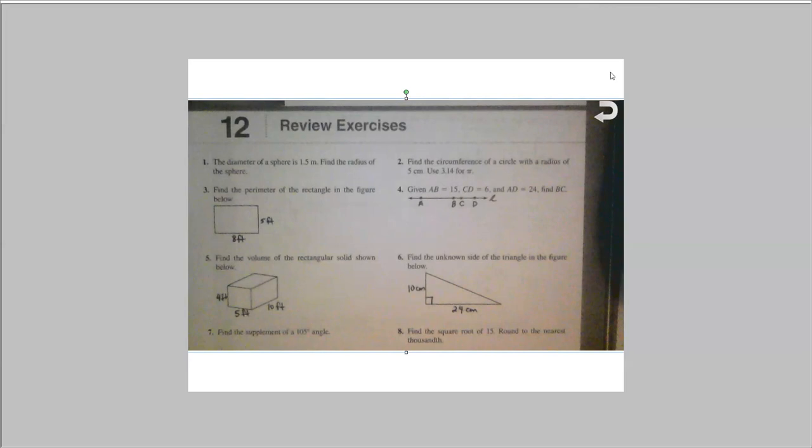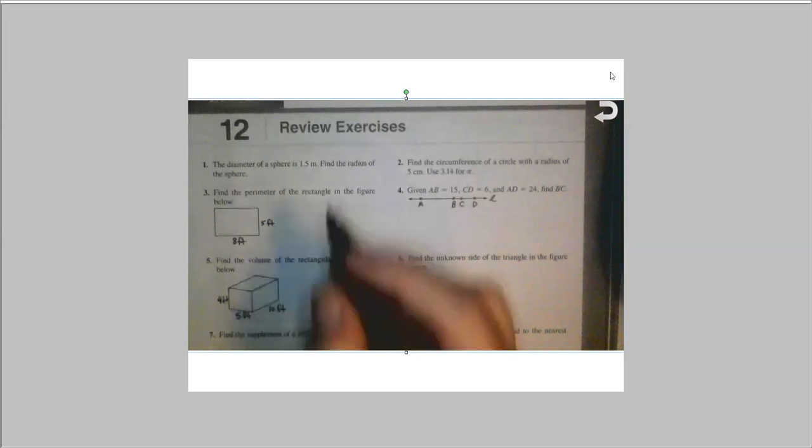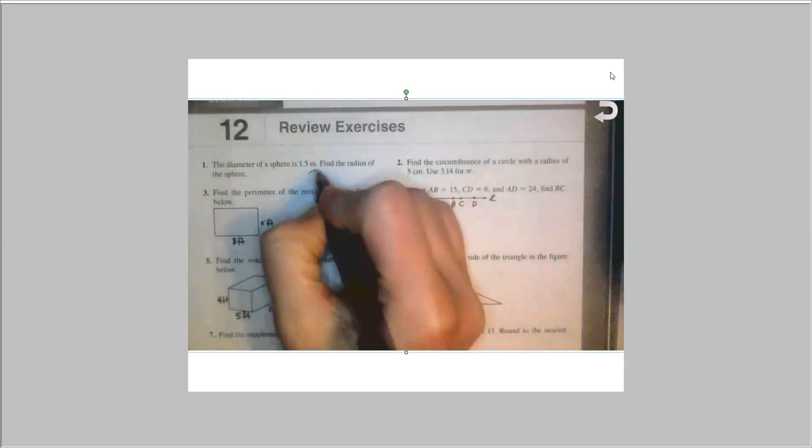So number one says the diameter of a sphere is 1.5 meters. Find the radius of the sphere. Well, a sphere is a ball shape. So, like a basketball or a volleyball, baseball, those are spheres. Of course, they're round, but they are three-dimensional.